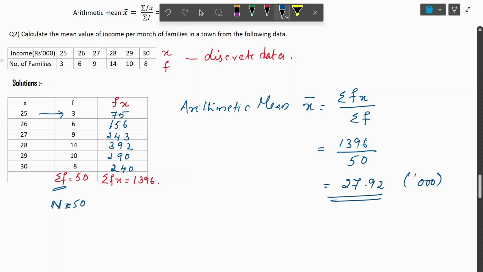This is your answer, and because your income is given in rupees, this is in rupees. Therefore, here is one more example which we solved for discrete data. The data is given like income and number of families. We identify it is a discrete data. That's why we use the table with 3 columns: X, F and Fx. Then we use the formula, substitute it, and you get this answer.